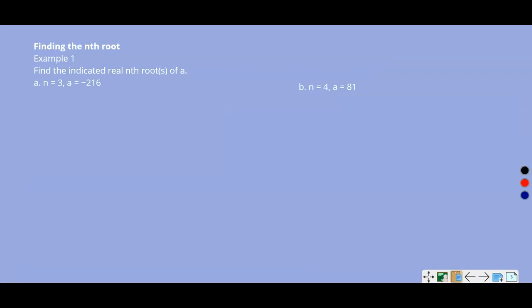All right, so to find the indicated real nth root of a, we know that the nth root, that's our index, so we're going to have a cube root of negative 216. And we just figured out that the cube root is equivalent to the 1/3 power. So we could say negative 216 to the 1/3 power. So those two things are equivalent, okay? So what we need to do is to find the indicated real root. So how can we break that down?